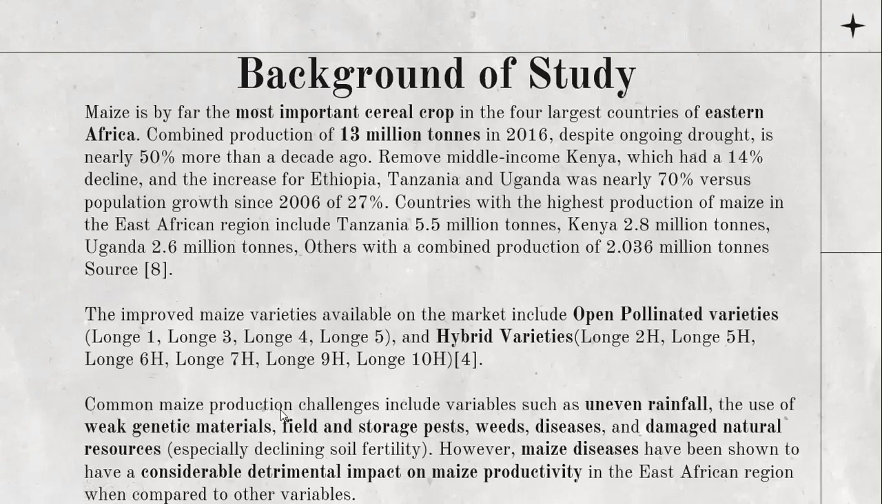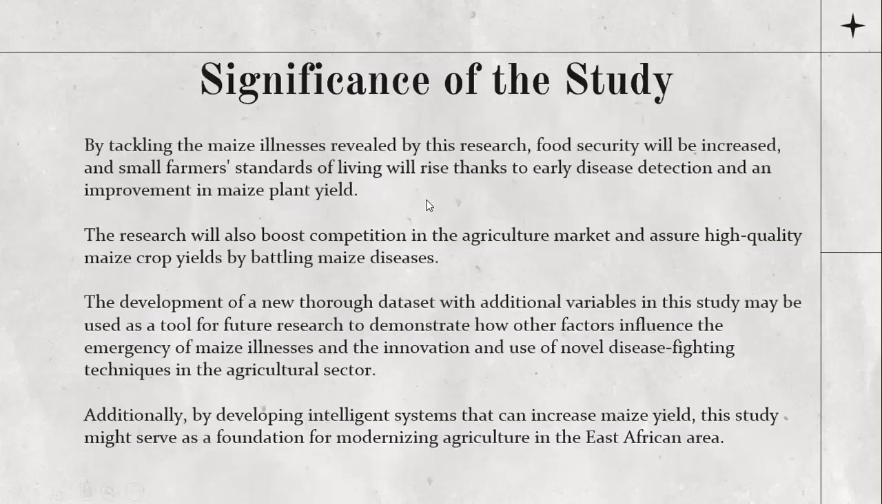The common maize production challenges included uneven rainfall, weak genetic materials, field and storage pests, weeds, diseases, and damaged natural resources like decline in soil fertility. However, when we did some digging, we found that maize disease actually has more impact on maize production. It's one of the main variables that greatly affects maize production in East Africa when you compare it to other variables.